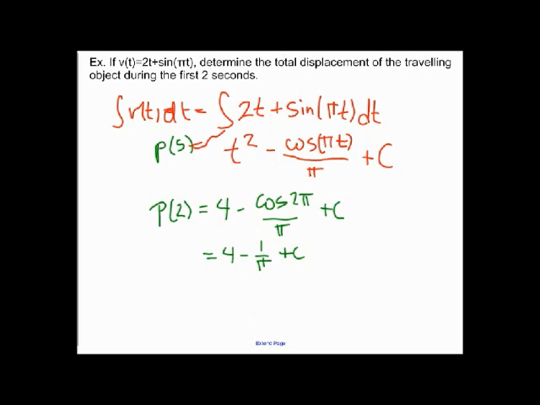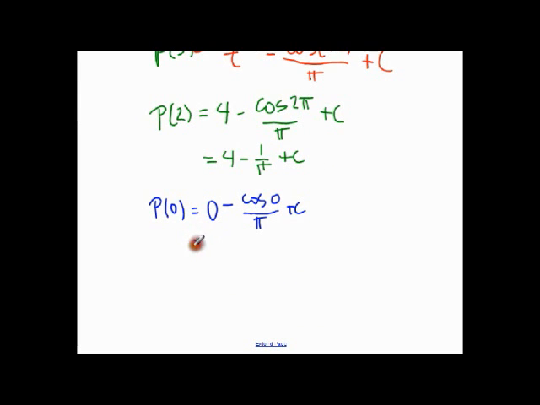Now how about the position at the start? I want to figure out the position at 0 seconds. So this is going to be 0 squared minus cos 0 over pi plus a constant, right? So this is just 0 minus 1 over pi plus c. And now what we want to do is subtract p at 2 minus p at 0.